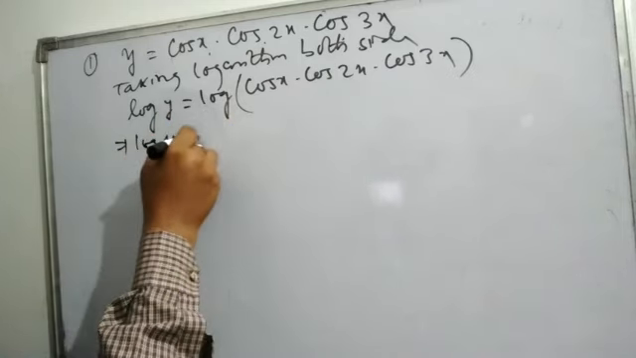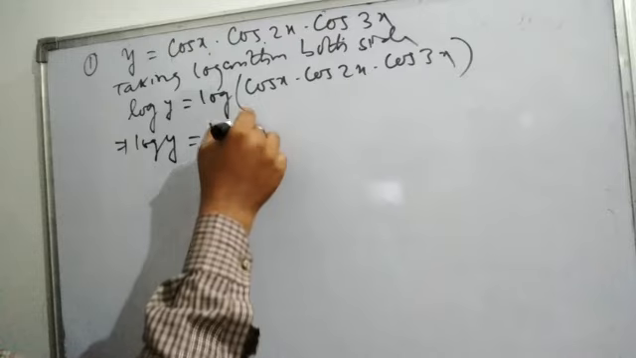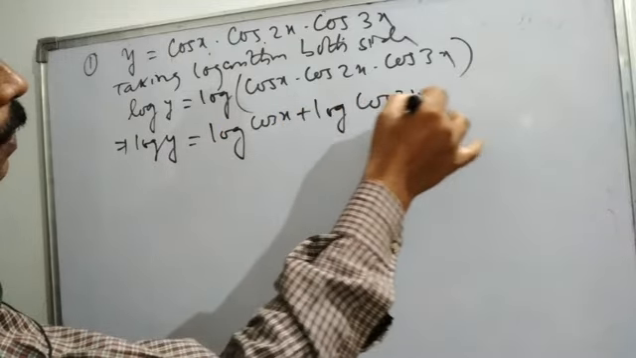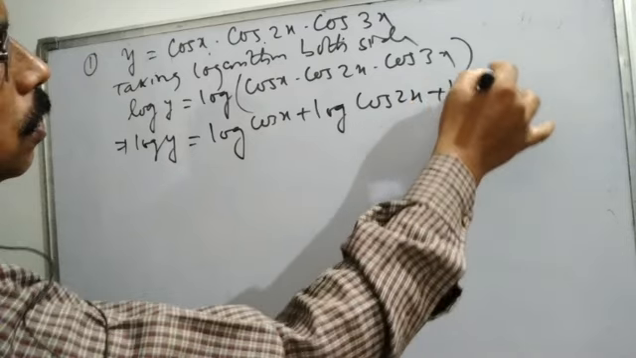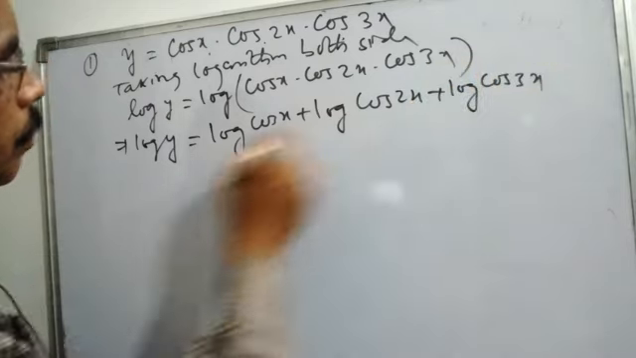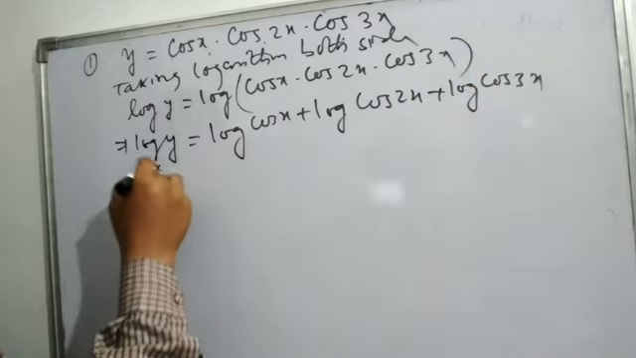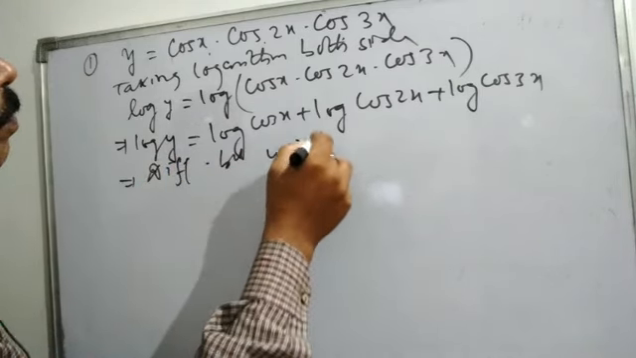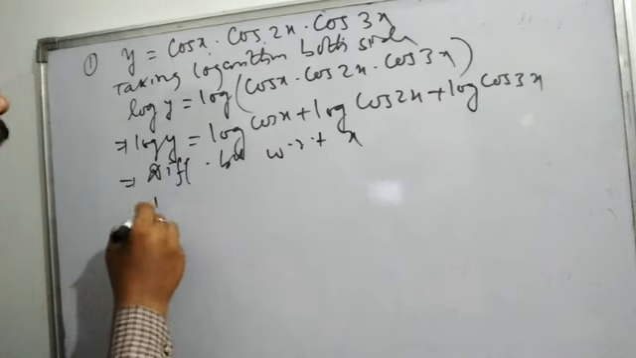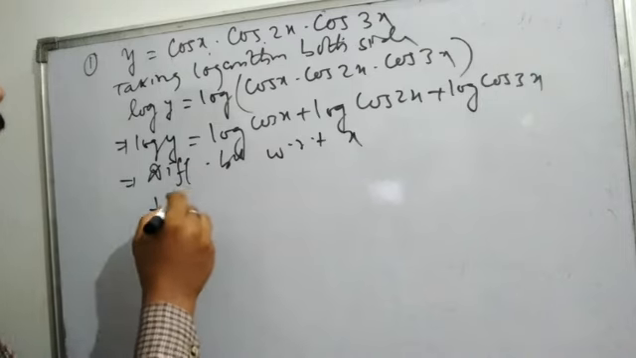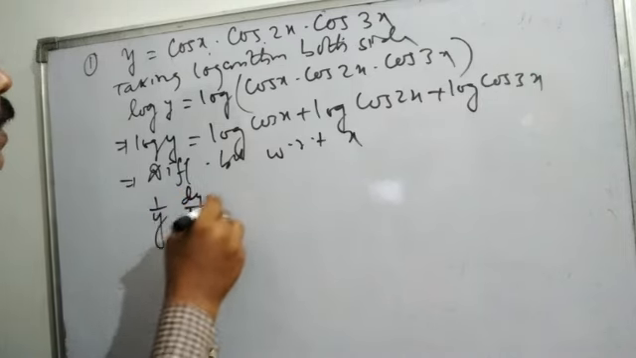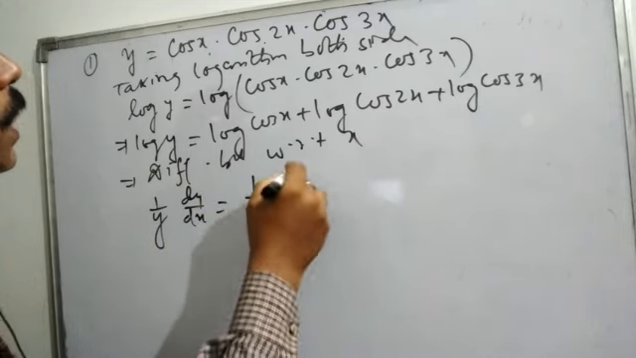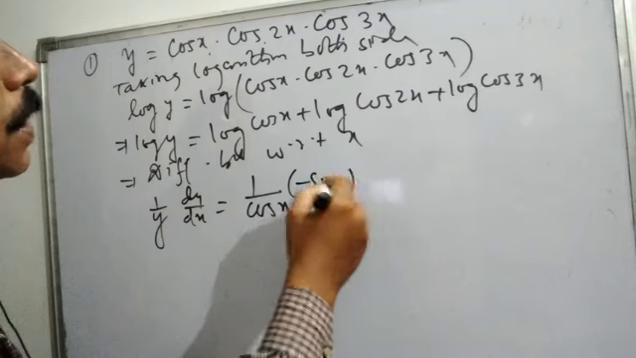Log y is equal to log cos x plus log cos 2x plus log cos 3x. Then differentiate both sides with respect to x. What will be the log y derivative? 1 by y dy by dx. Then log cos x, what will be? 1 by cos x. Again cos x derivative, minus sin x.